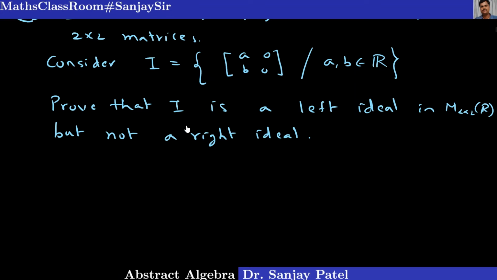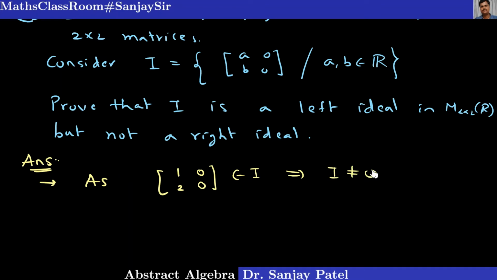First of all, let us prove that this is a left ideal. To prove something is a left ideal or right ideal, the first thing you should prove is that it is a subgroup and a non-empty set. So take the element, say, [1 2; 0 0]. This I contains all such matrices, so this kind of matrix belongs to the set I, and we can say that I is a non-empty set. So that is the first thing.